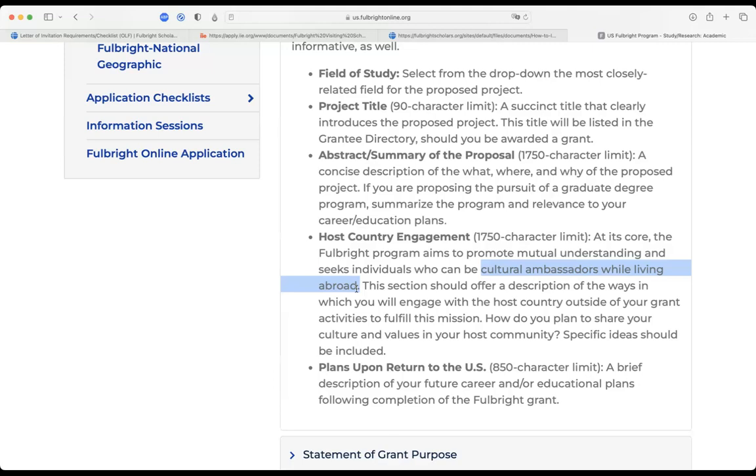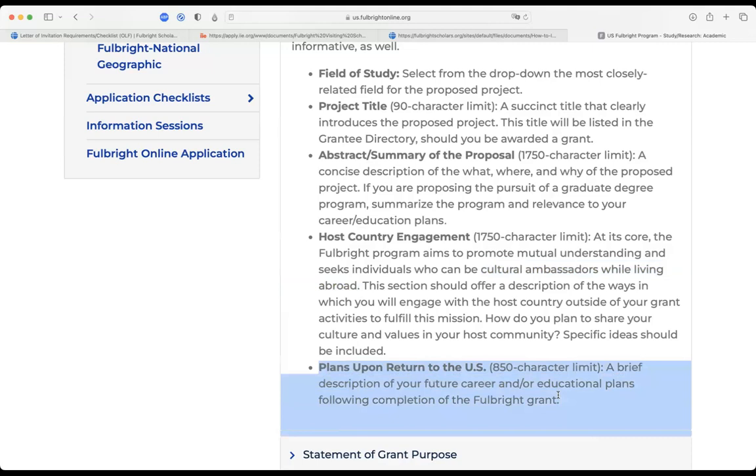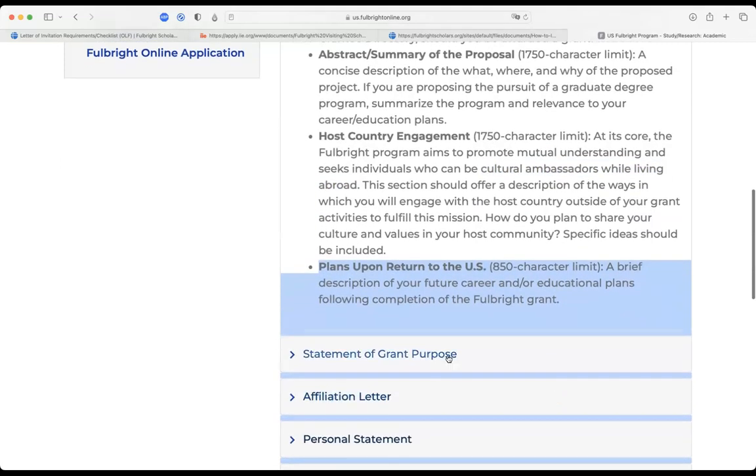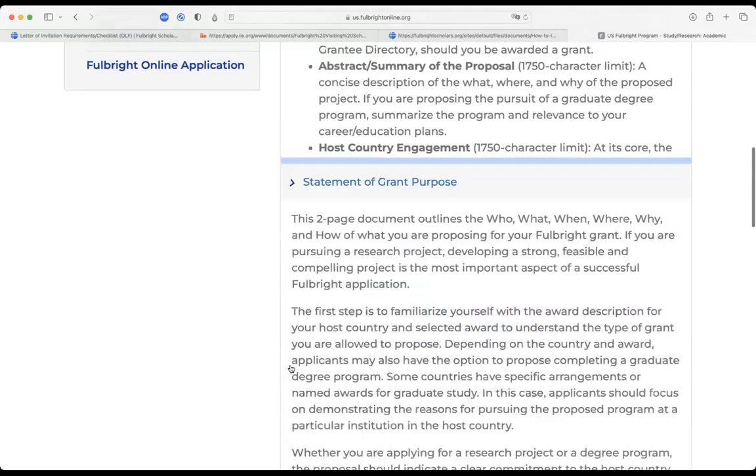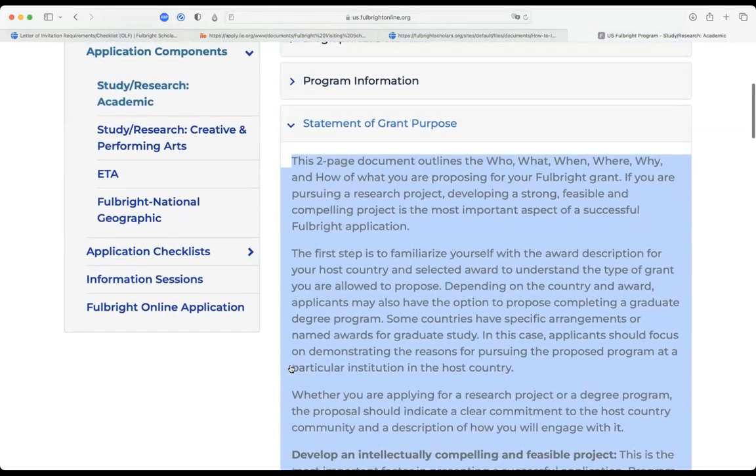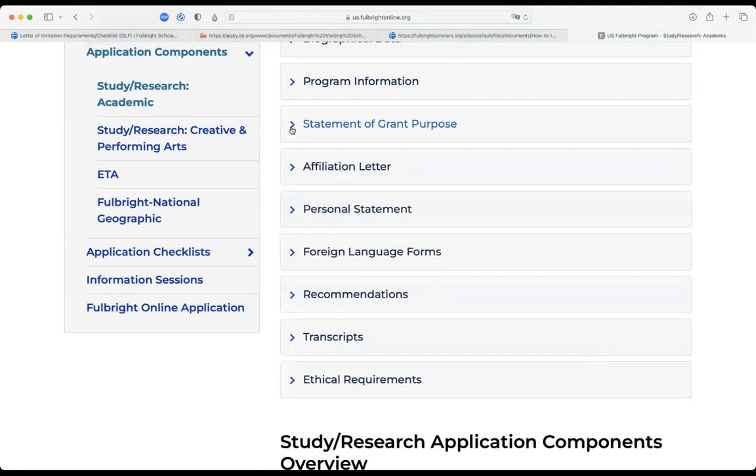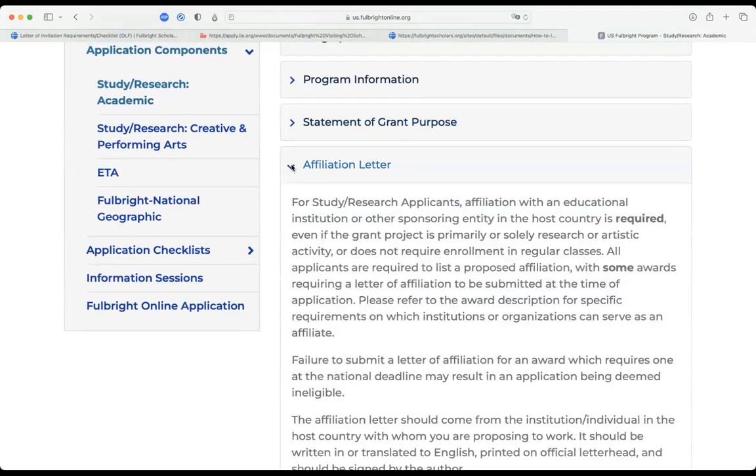Some entity, a department, a school, a research center, saying, we would love to engage with this person when they come. And that's not just about what you do while there, there's also this when you return to the United States. So the statement of grant purpose is getting back to what it is that you plan on doing and why that is important. But that affiliation letter is one of the most common areas where people run into trouble.